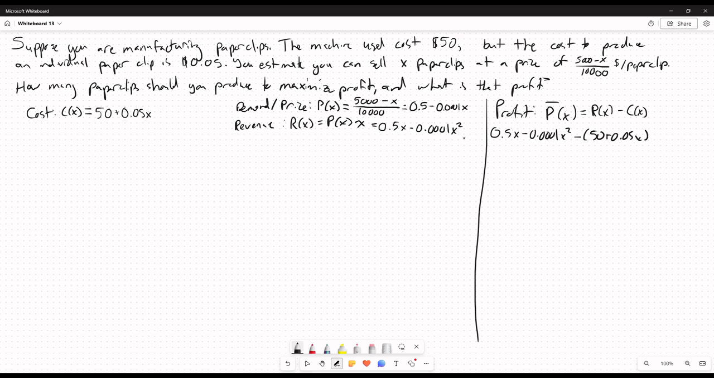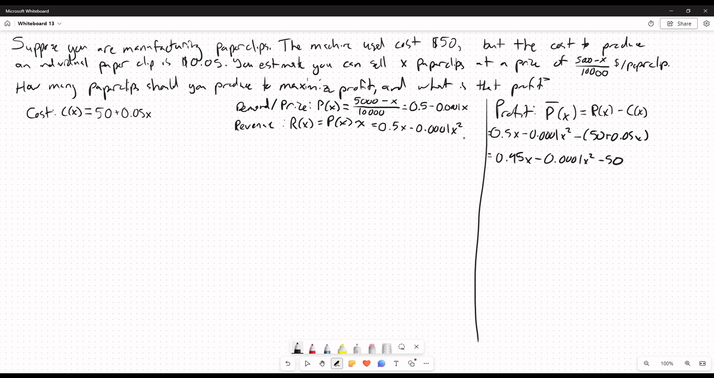We can go ahead and simplify slightly, that's going to be equal to 0.45x minus 0.0001x squared minus 50. We want to maximize that. Now we're going to talk about how to maximize functions in this class very soon. But there is maybe an intuitive way we could think about this.